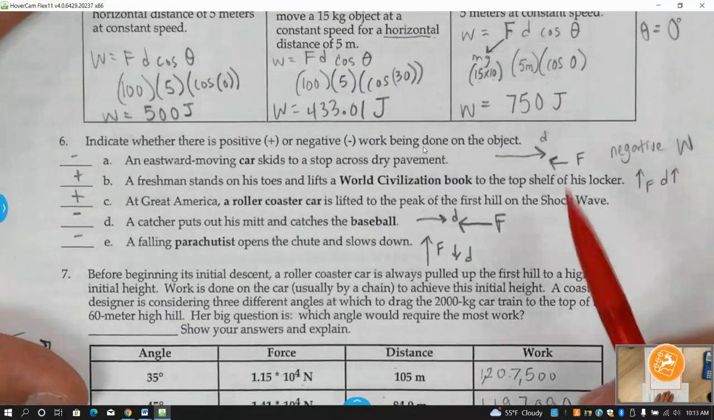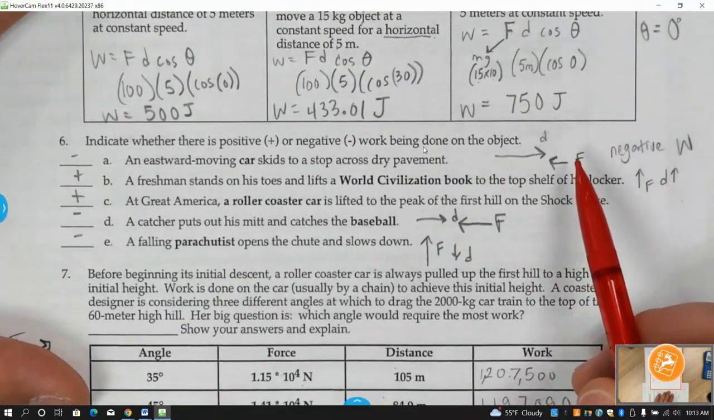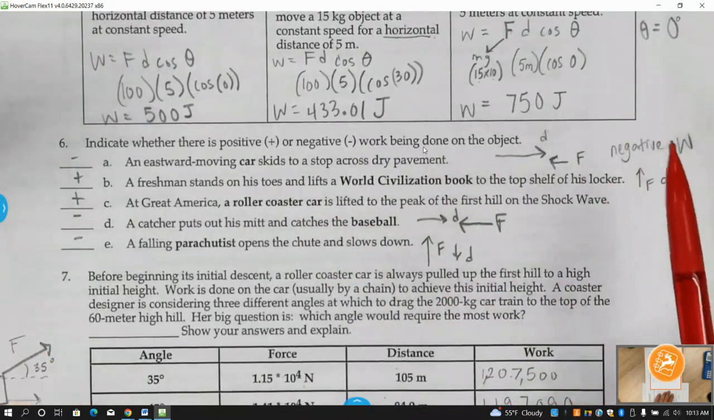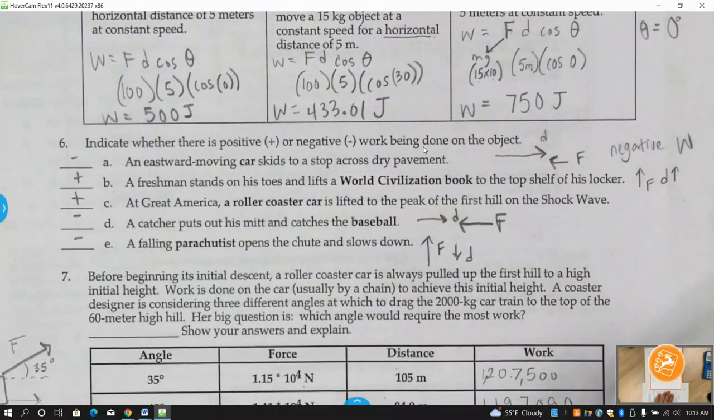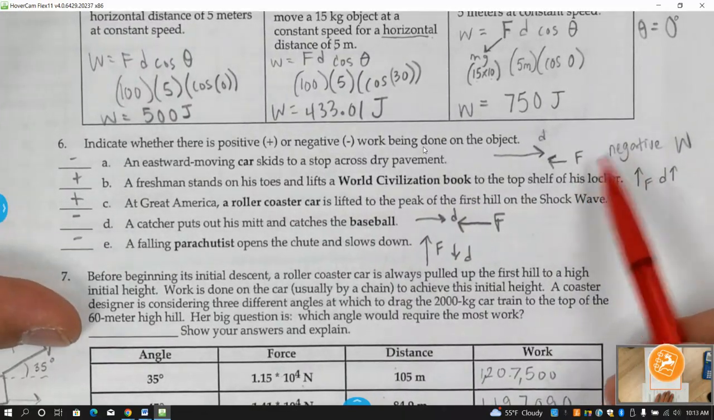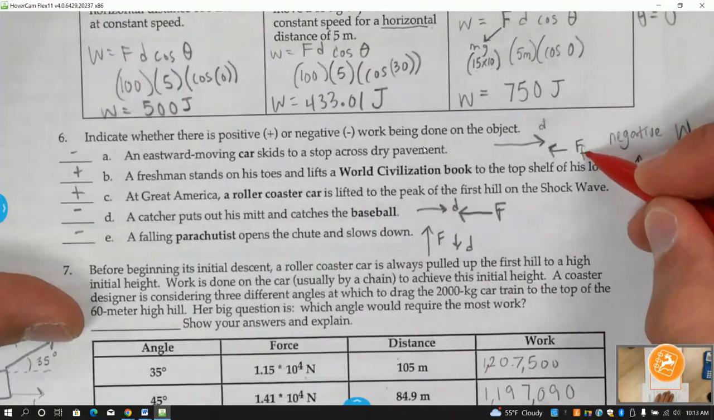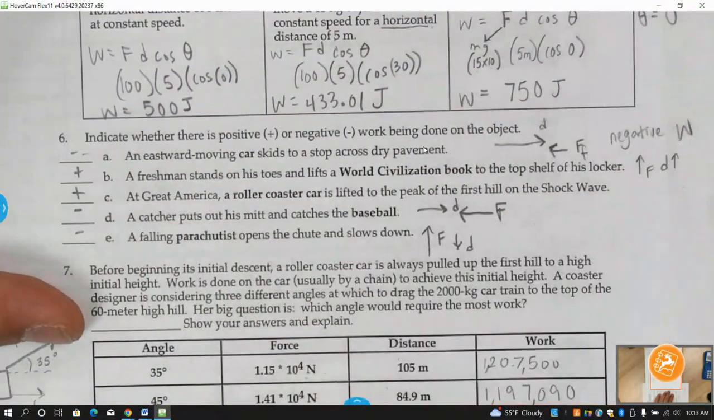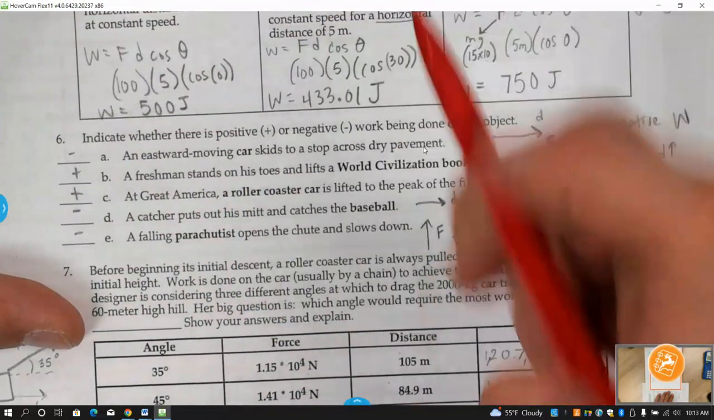All right, so a car moving to the right skids to a stop across dry pavement. Guys, if something's skidding, what is it usually experiencing? Slowing down, right? Sliding, which is what? Friction. So what I showed was, my force is friction force, which goes against motion. So that's why it's negative. I put negative work because it's slowing it down there.